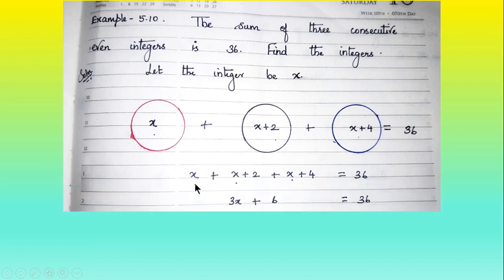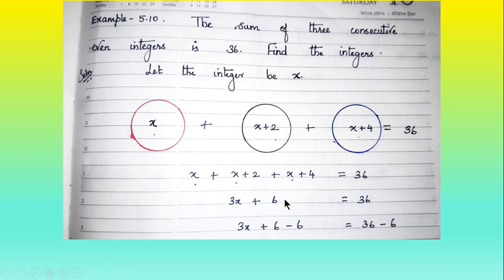So now we have x plus x plus x. Since they are like terms, we can add it. So how many x are there? We have 3x, and here we have the constant term, that is 2 plus 4 is equal to 6. In the right hand side we are writing 36 as it is. To find the value of x, 6 is along with 3x, isn't it? So that's why we need to subtract so that we can find the value of x.